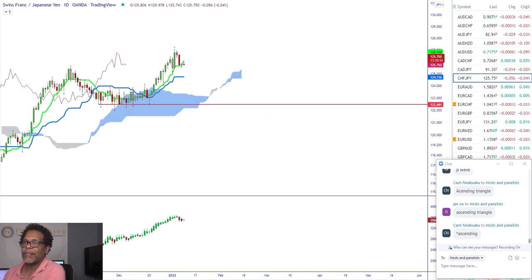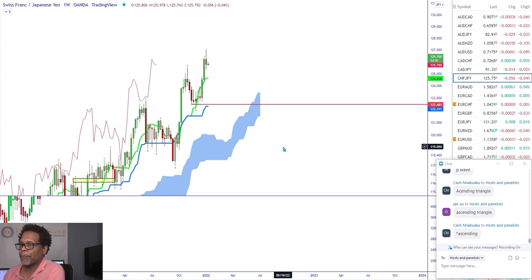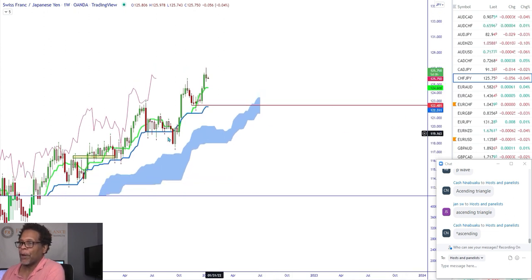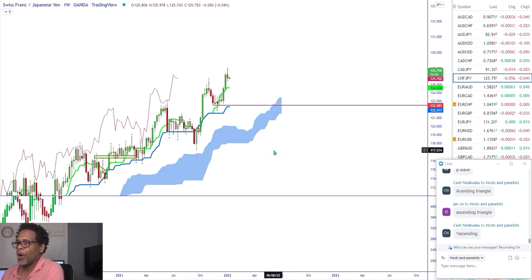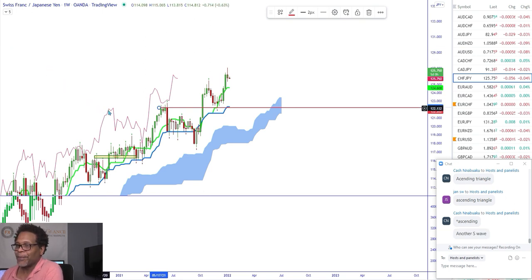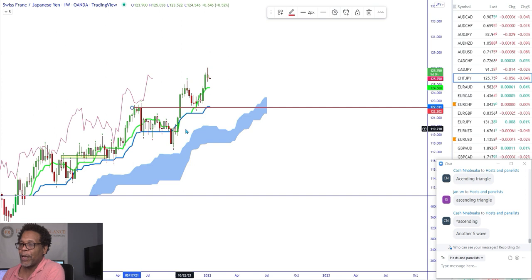Swiss franc yen on the weekly time frame. Weekly time frame, everything's going just like we thought. Right? Perfect N wave just developed, and it also came back to what? And what do we have? Cash flow. What do we have right here? Another S wave. Yep. We have another S wave trade that could have taken place right here on the weekly time frame. You would have saw this.